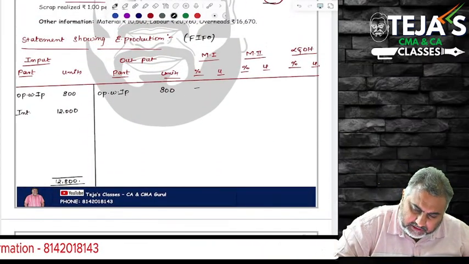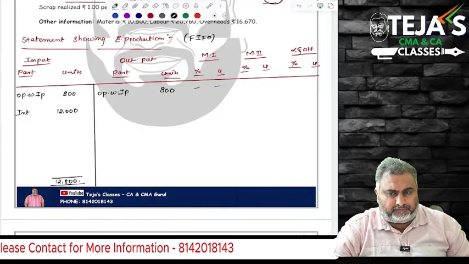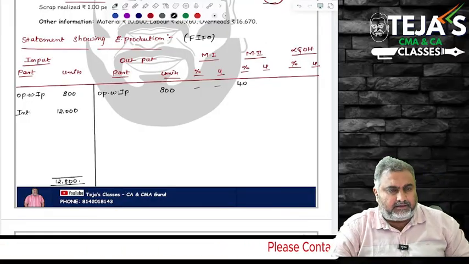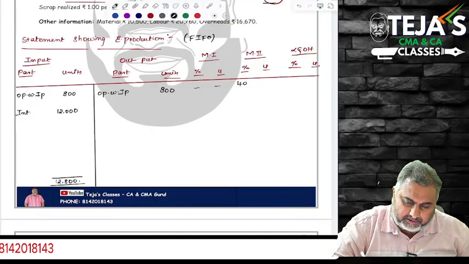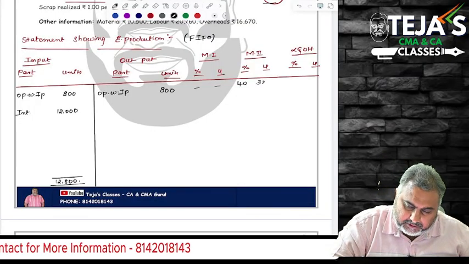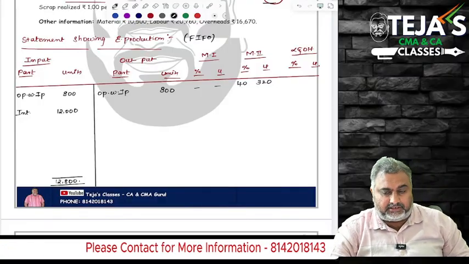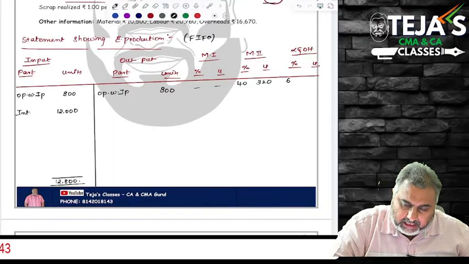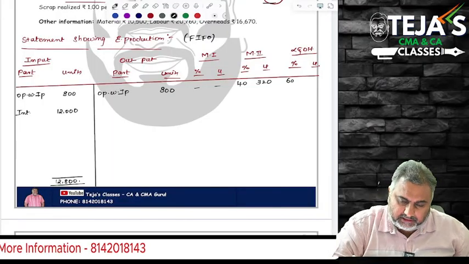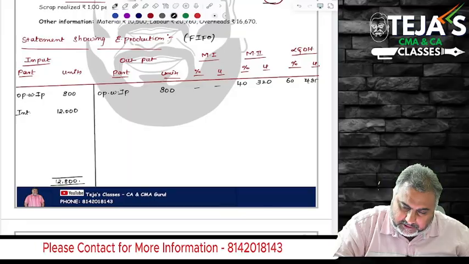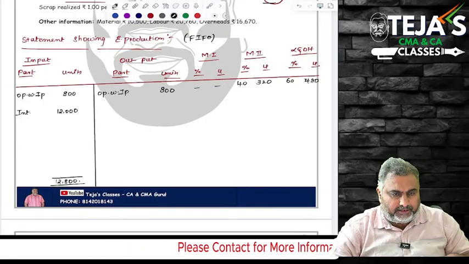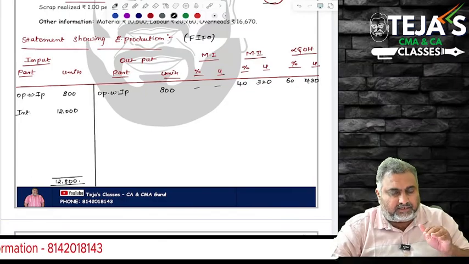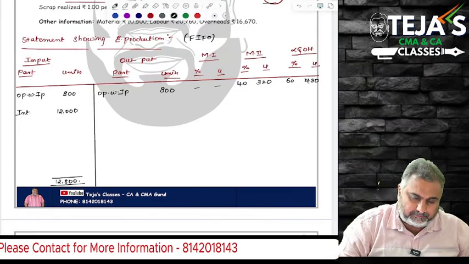Material 1 is 100% completed, so you don't need to finish anything. Material 2 is 60% completed, so the balance to be finished is 40%. So 800 into 40%, how much? 320 units. Labor and overheads are already 40% completed, the balance to be finished is 60%, that means 480 units. Now this opening work in progress is 100% completed. Now it is eligible for transferring to the next process.